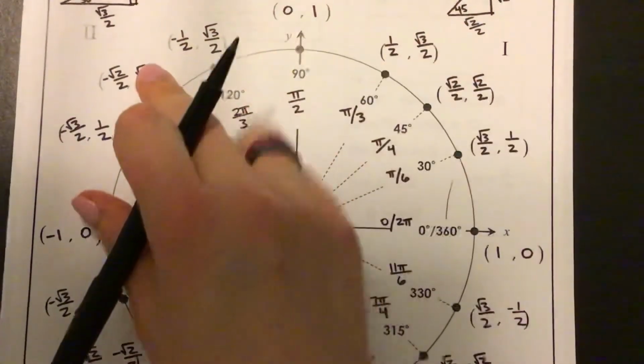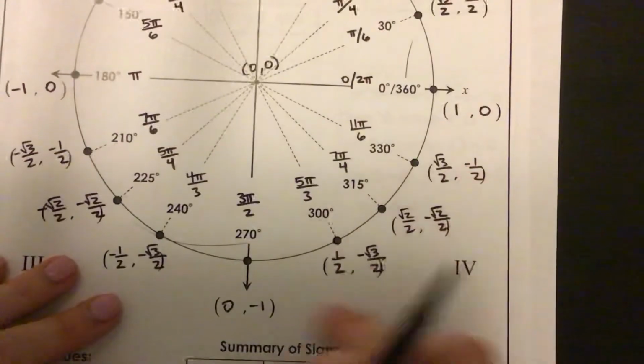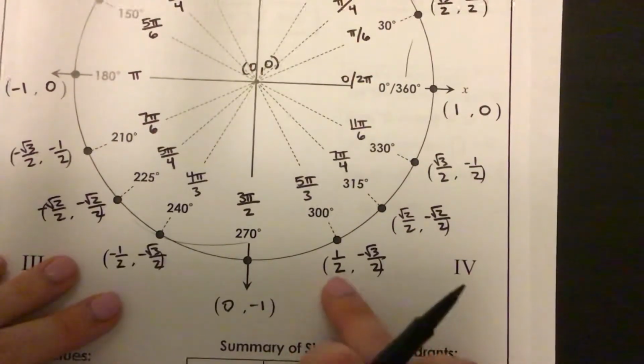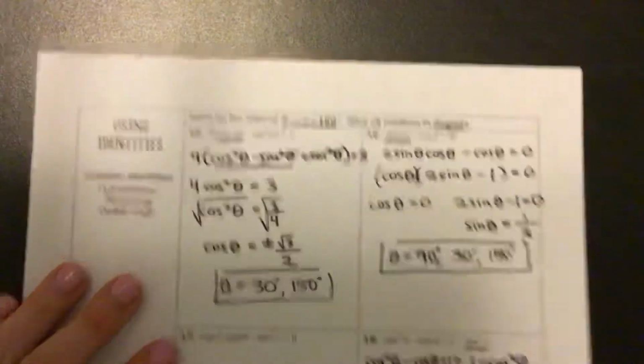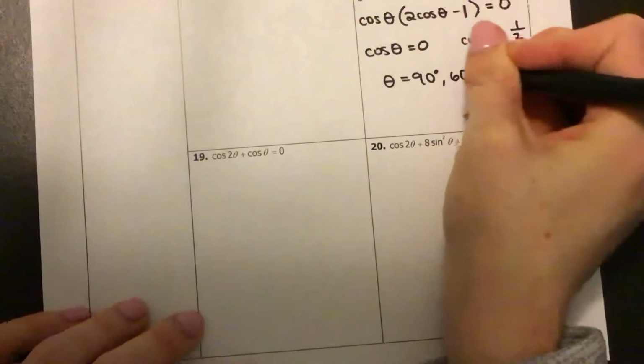And then it's only positive 1/2. So this one doesn't count because it's negative. And this one, where'd it go? This one doesn't count because it's 300, and I only wanted to go between 0 and 180. So for this one, I actually only use the 60 degrees.